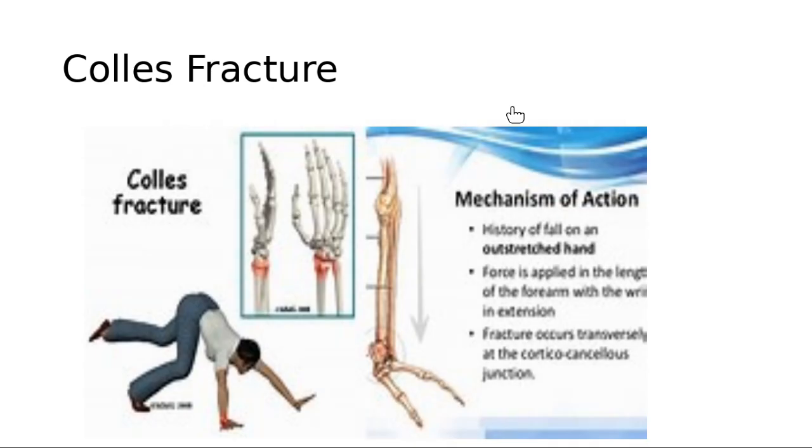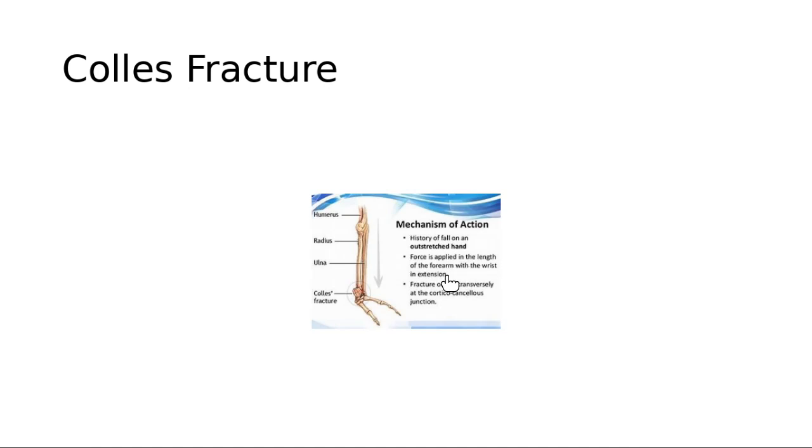Now, how do you get a Colles fracture? It's by falling on the outstretched hand. That's how you get a Colles fracture. Fall on the outstretched hand.